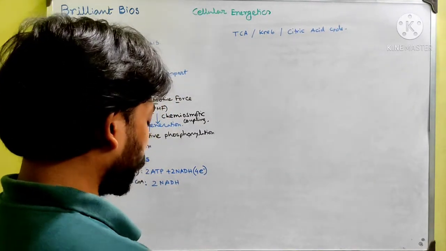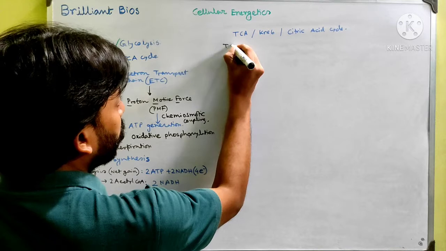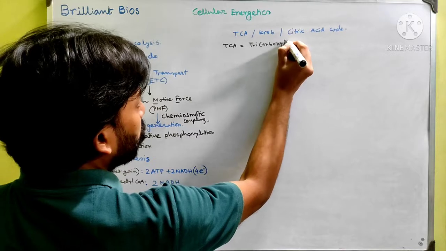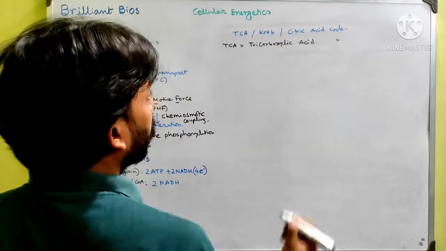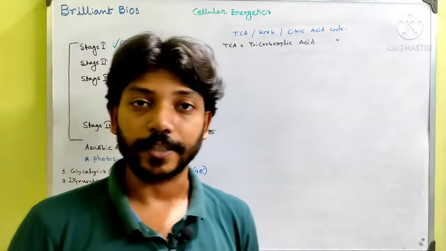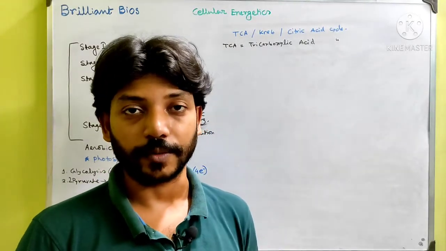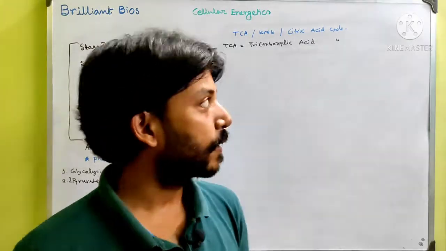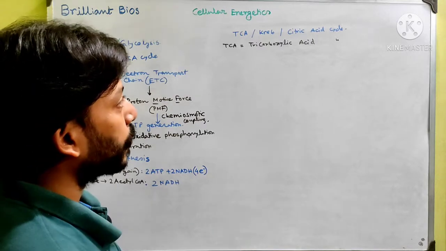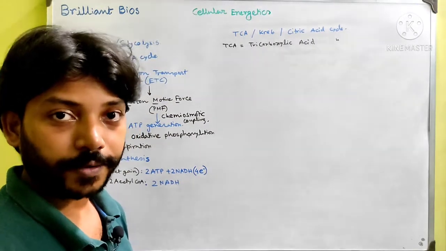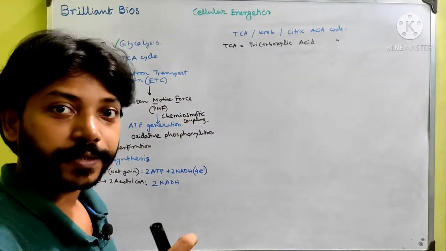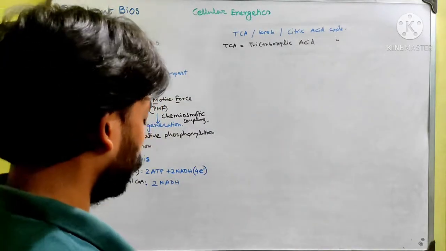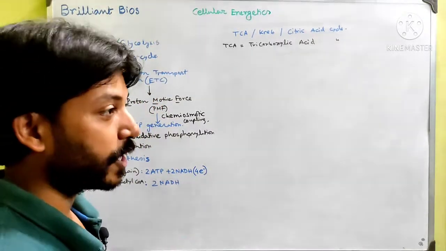The full form of TCA is tricarboxylic acid cycle, and the name Krebs is from the scientist Hans Adolf Krebs, who discovered this pathway and was rewarded with the Nobel Prize in 1953. So this is also known as the Krebs cycle. And it is the citric acid cycle because the first product of this cycle is citric acid. In citric acid there are 3 carboxyl groups, 3 COOH groups, so it is called a tricarboxylic acid.